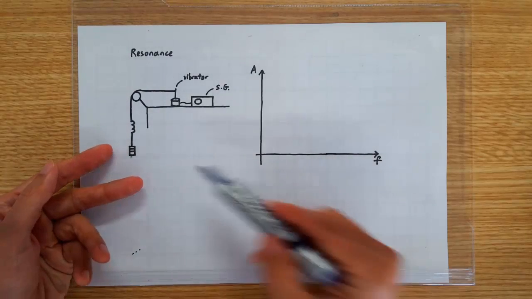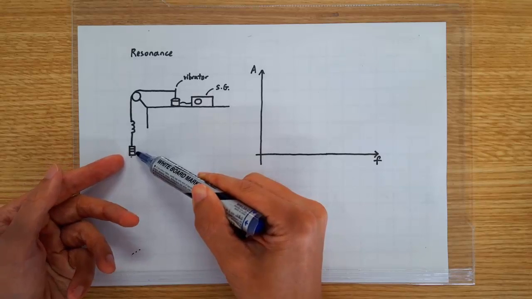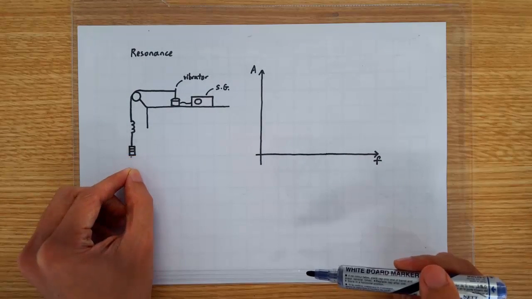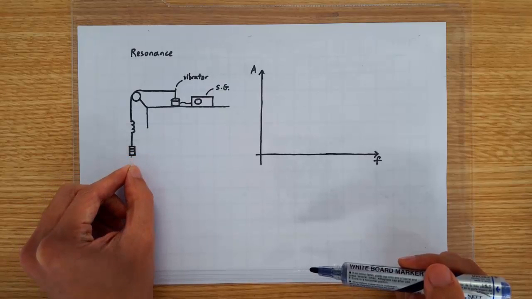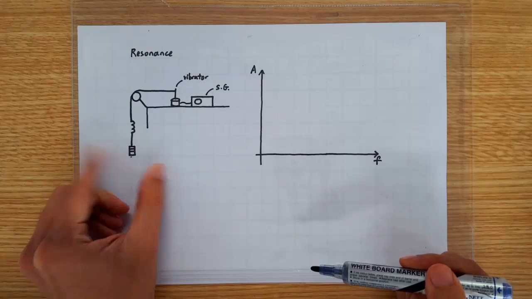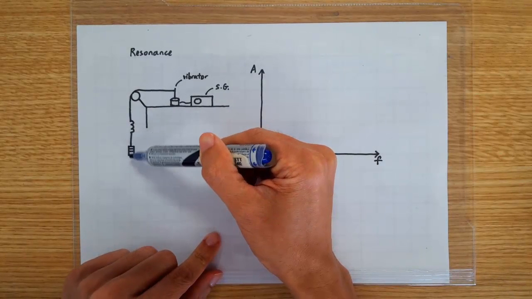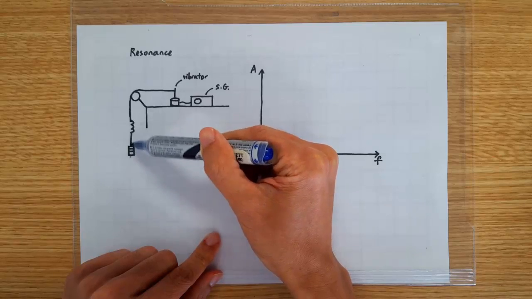There are two ways to set the mass into oscillation. One way is to simply displace it from its equilibrium position, like I come along and I stretch the spring down, pull it down, and then I let go. When I do that, this guy is going to be in oscillation. This is what we call a free oscillation.